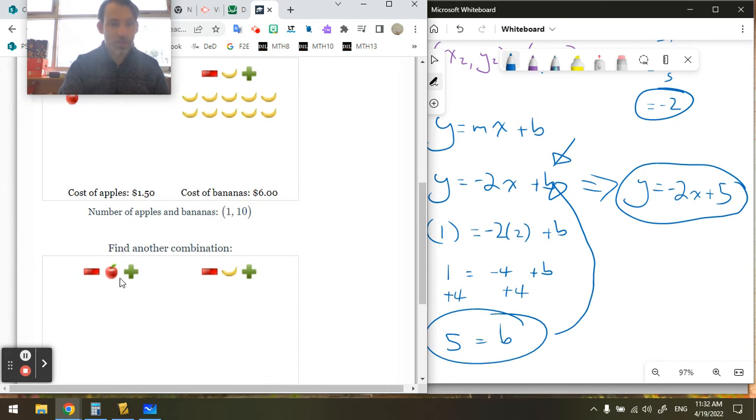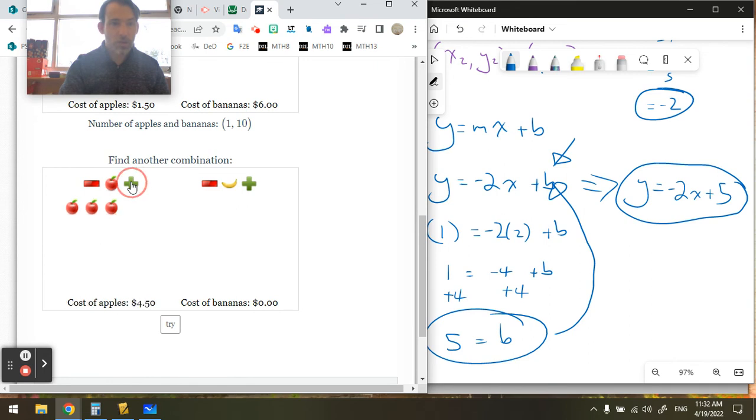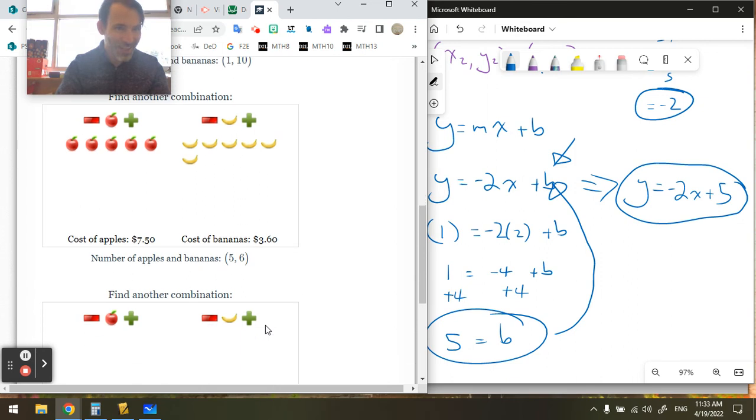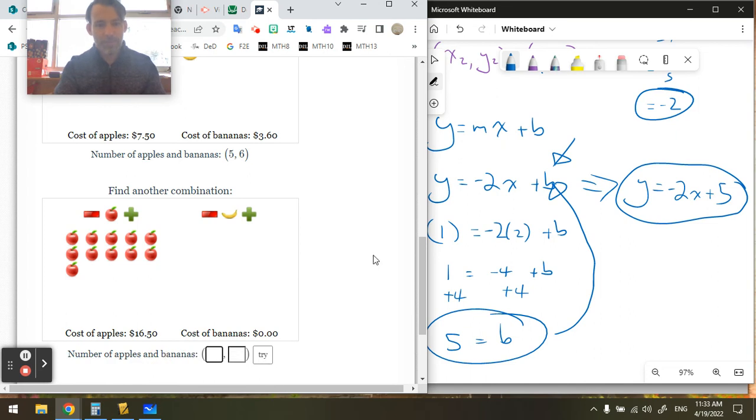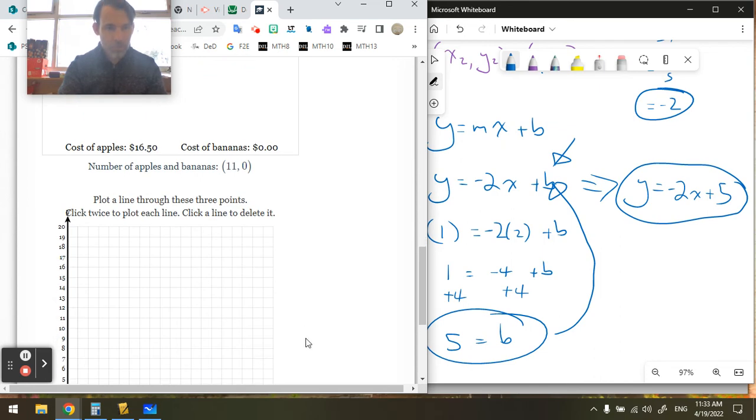Find another combination that adds to 11. Okay, so let's do, I don't know, 5 apples and 6 bananas. That's another way to buy 11 pieces of fruit. 5 and 6. Try that. That indeed adds to 11. Okay, he maybe bought 11 apples and no bananas. Try that. Okay, 11, 0. Okay, cool. Now plot a line through those points.